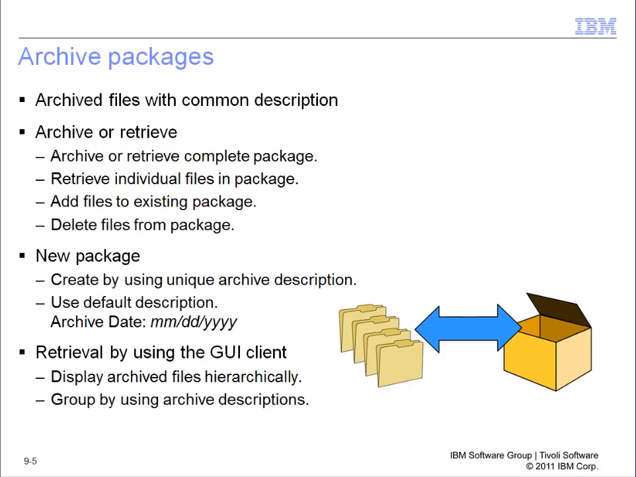Archive packages is a way of creating a set of files or directories that are archived with a common description. For example, you might have an entire department that needs to archive their files. You could use archive packages this way. This way, when you want to archive or retrieve, you can archive the entire package, or you can retrieve individual files in the package. When you use the GUI, you're going to see a display of all the files.